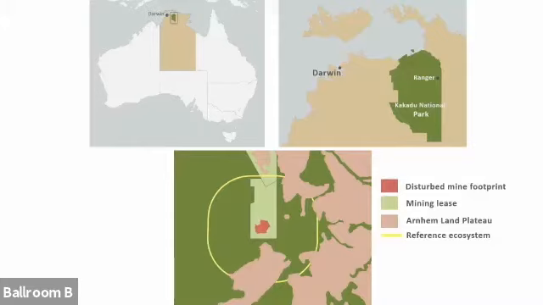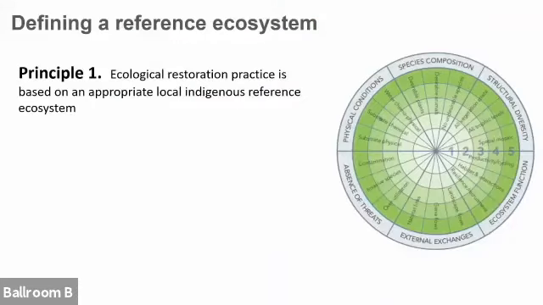The Arnhem Land Plateau, which is in the sort of peach color, was generally excluded because it is sandstone escarpment country, and it generally contains communities and ecosystems that are of different slopes and drainage types. So how do we go about defining a reference ecosystem?